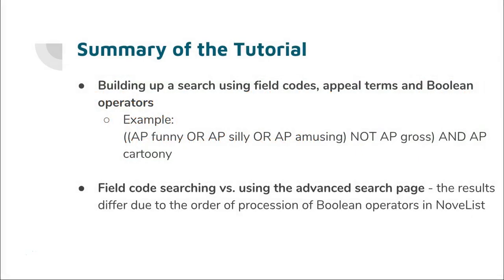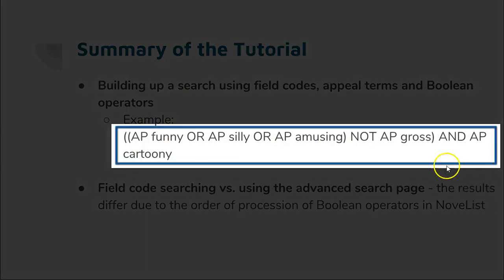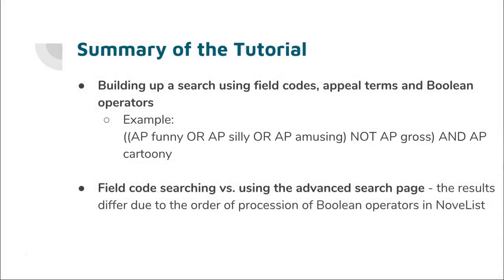The resulting search statement is shown here. You can see that it's made up of field codes, appeal terms, and Boolean operators. It's very much like command line searching in ProQuest Dialog, except that some limiters, in this case for age and nonfiction books, must be applied after the search has been run.